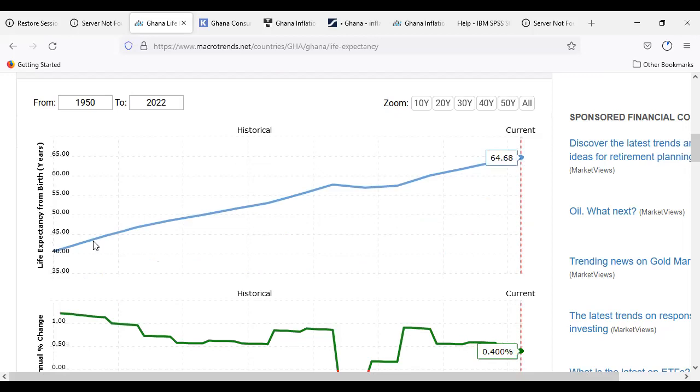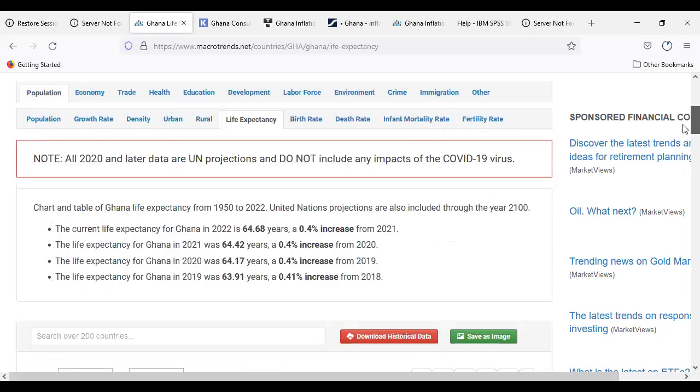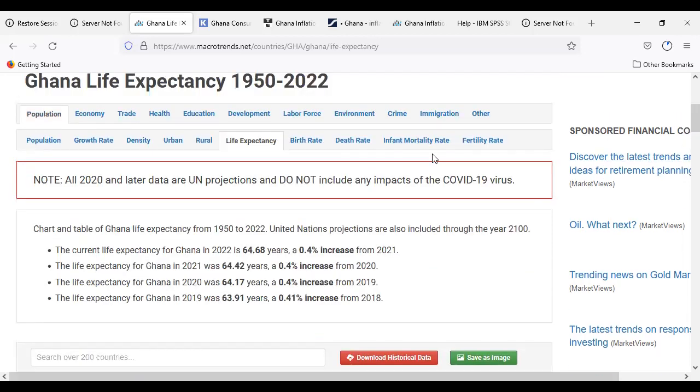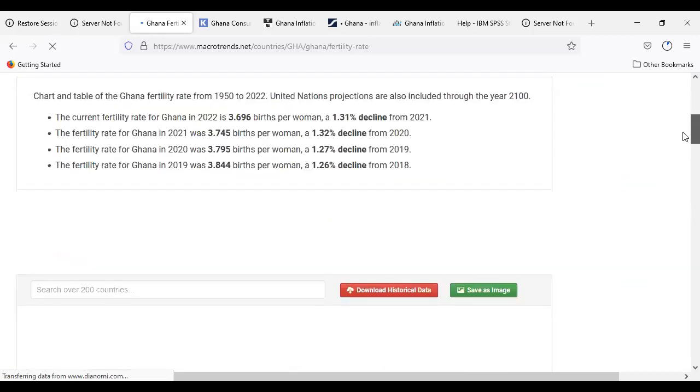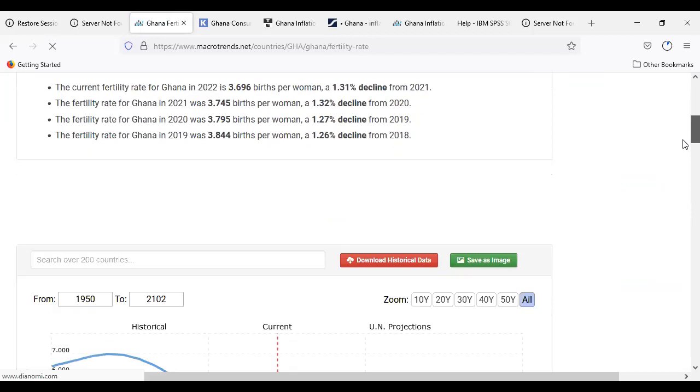Rising all the way from a little bit around 41.6 all the way to 64.6 in the current year. So it means that we are doing well when it comes to life expectancy. We also have rates which pertain to the birth rate, death rate, infant mortality rate, and the fertility rate in the country. So once we talk about population, we're also very much interested in the fertility rates in the country, because that is very much related.